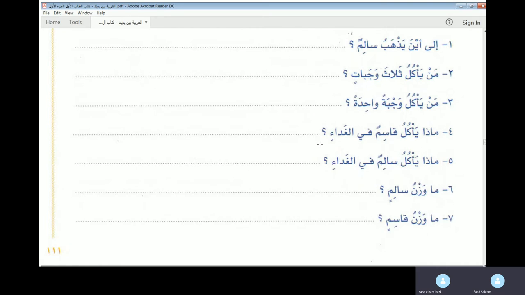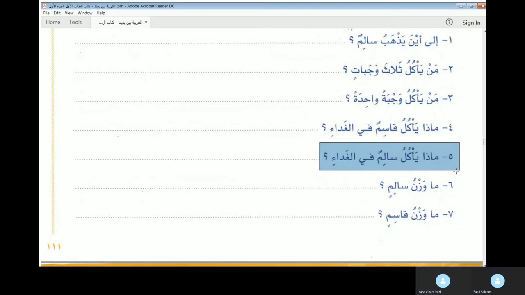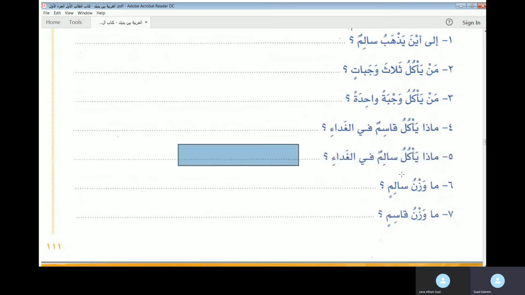Maza ya'kulu? Next time, first bring the microphone close to you, then ask the question, okay? Maza ya'kulu Salimun fil ghadai? What does Salim eat in lunch? Ya'kulu Salimun asamaka wassalata wal fakihata fil ghadai. Salim eats fish, salad, and fruits in lunch.